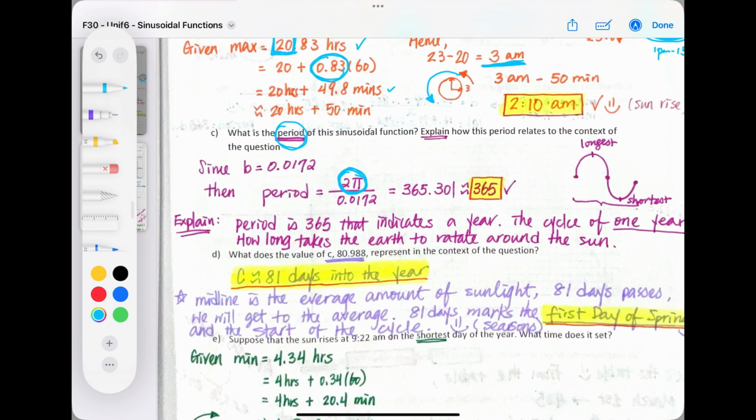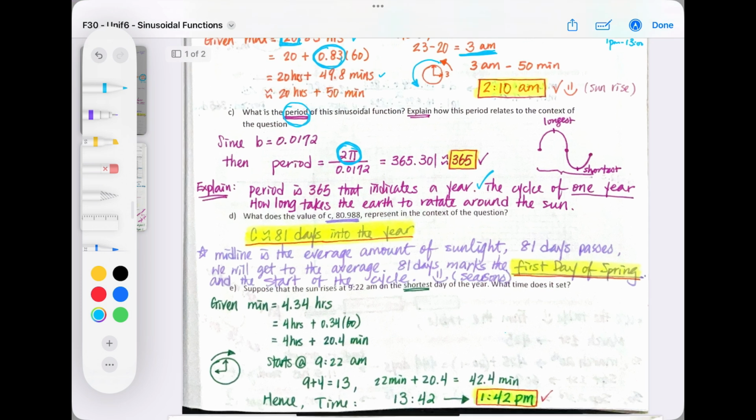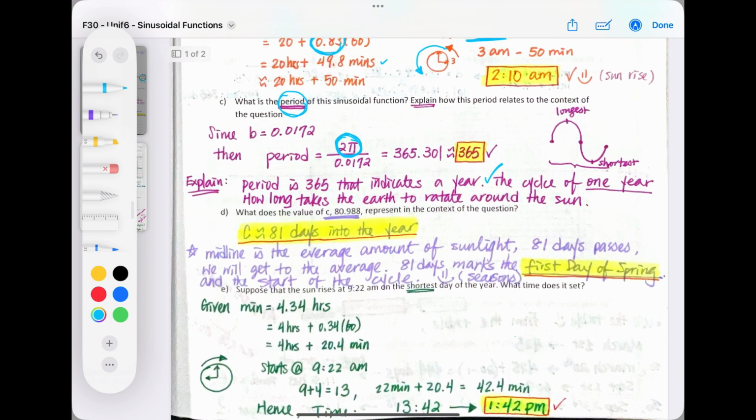365. That reminds me of the number of days in a year. So that's how the application comes in. So this will be the application. How long does it take the Earth to rotate around the sun?